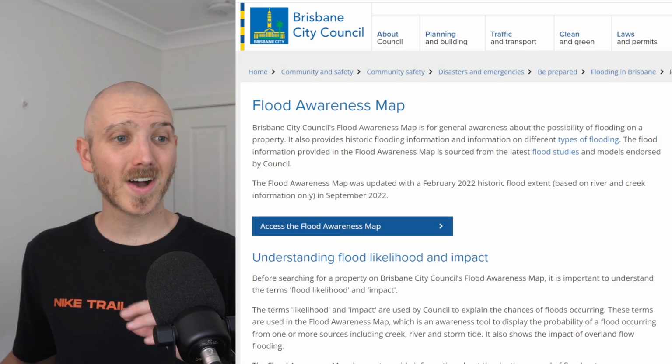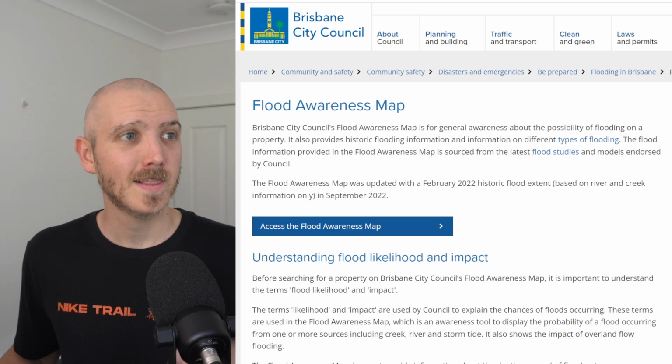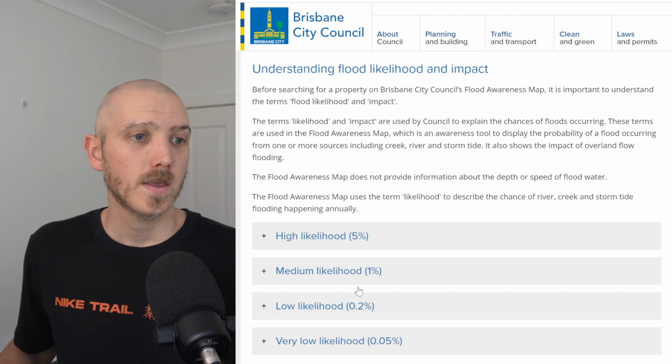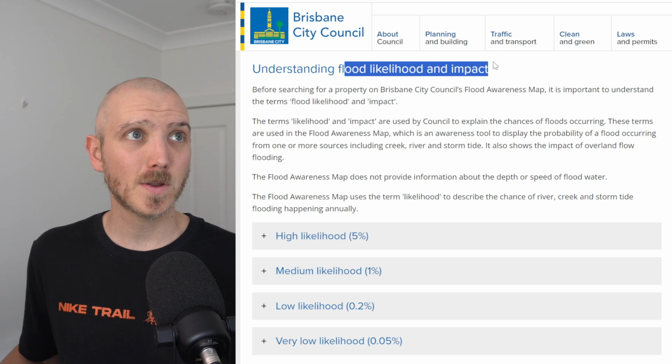We're also going to take a look at Logan City's flood maps a little bit later, because there are some major changes that the council has made to their flood maps and some things you need to be aware of that could potentially allow you to buy a property or not buy a property based on this information. So before we dive into the flood maps itself, let's take a look at some of the explanations of how these flood maps work. You can see here, understanding flood likelihood and impact.